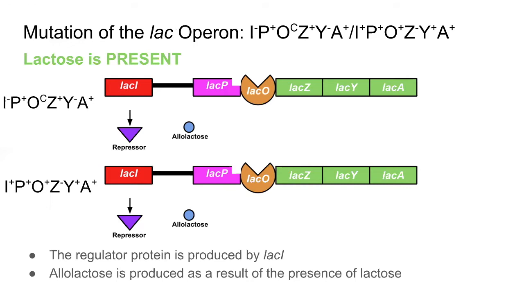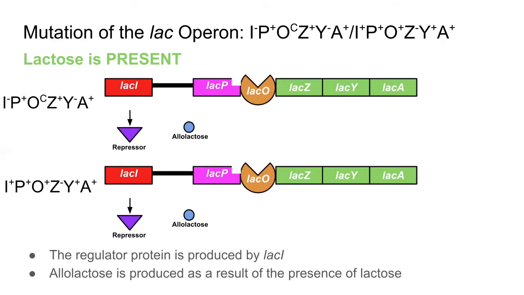Contrary to what you may think, both operons here will produce a functional repressor. This is because the I plus of the second genotype is transdominant to the I minus of the first genotype. Whenever one copy of I plus is present, functional repressors will be produced for both copies.